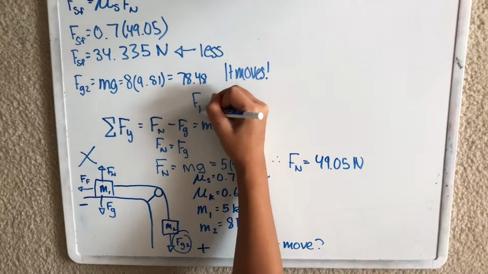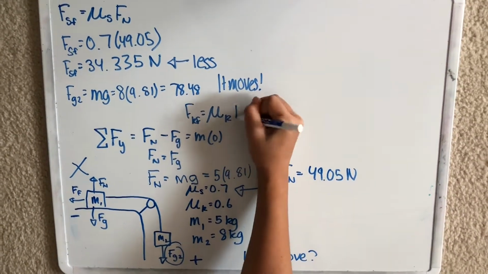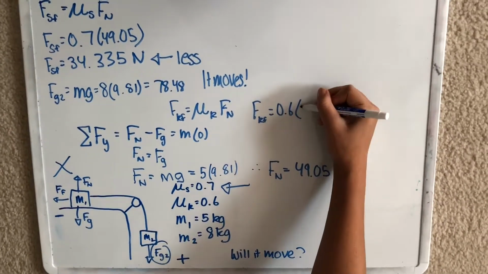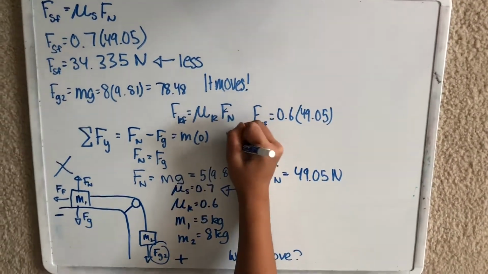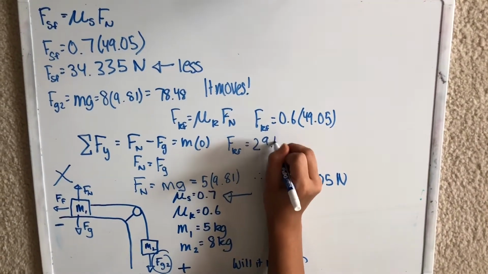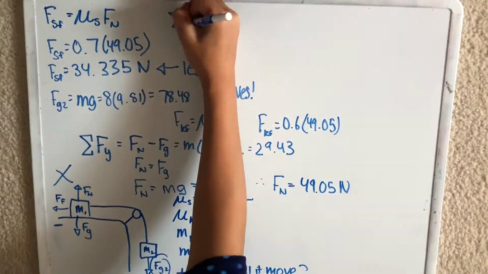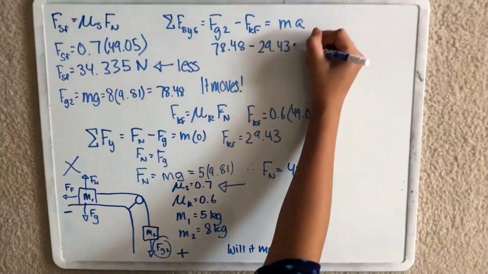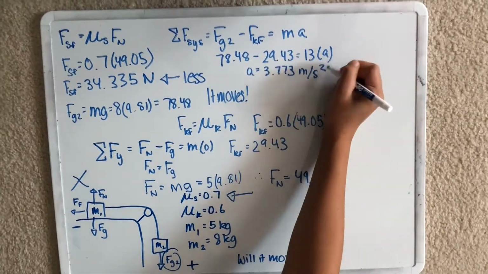Now we have to find our force of kinetic friction so we can actually find the acceleration. Our force of kinetic friction is 0.6 times 49.05 newtons. This gives us 29.43 newtons. Plugging this into our equation, we can solve. The acceleration is 3.773 meters per second squared.